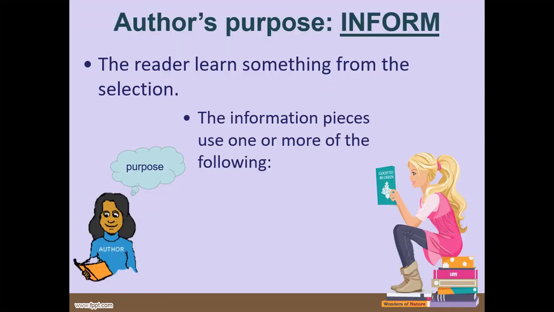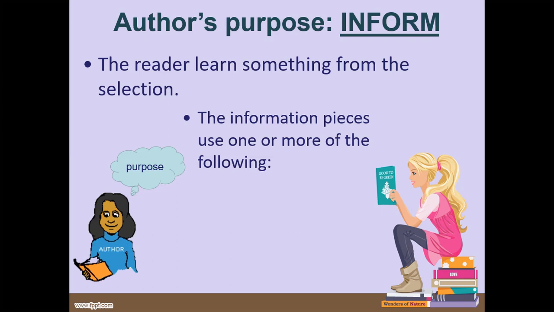And here the first one, it is to inform. When the author's purpose is to inform, his or her reader learns something from the selection. For example, history books, let's say history textbooks that we use at our schools, can be the best example to inform, because here the author's purpose is to inform you about historical events.